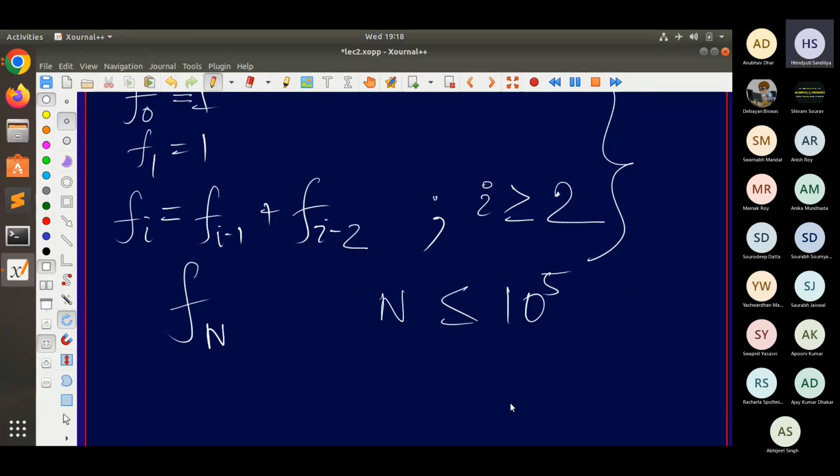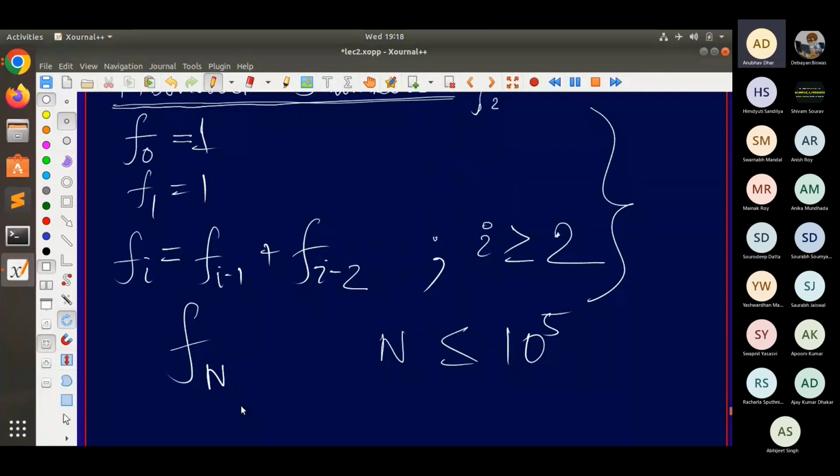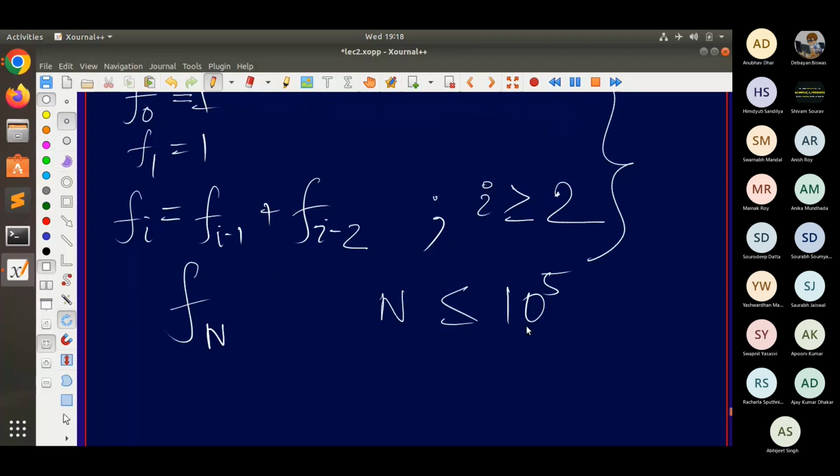We can pre-compute. Yeah, you can pre-compute. We can also multiply a new matrix. Sorry? Means we can multiply a new matrix. Exactly, that is what I was talking about. I will be talking about that, yeah.